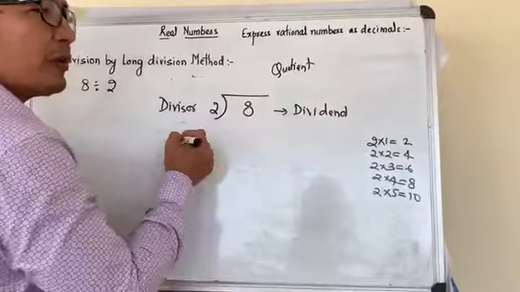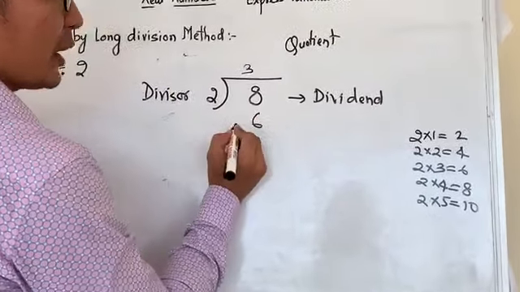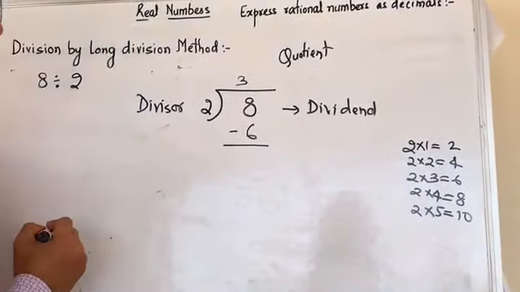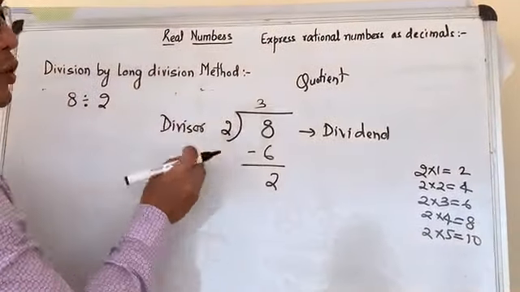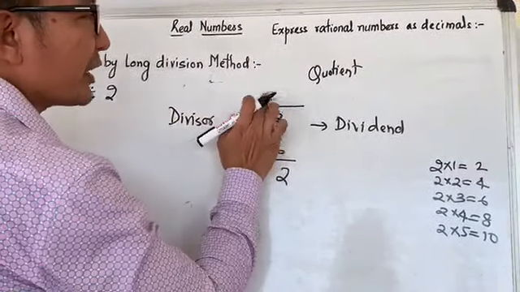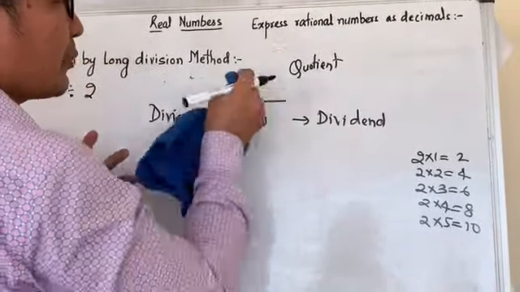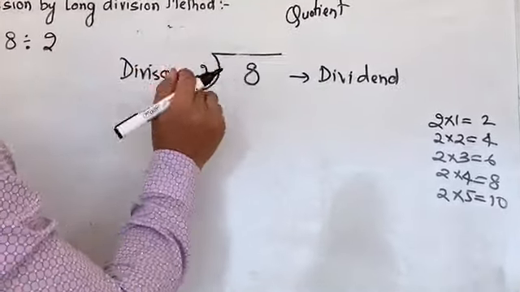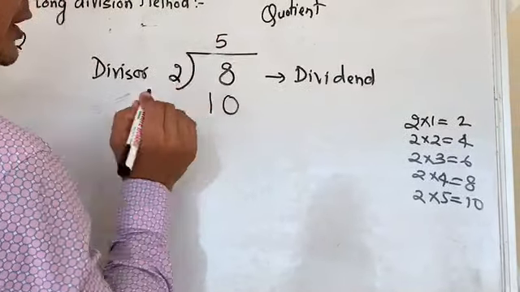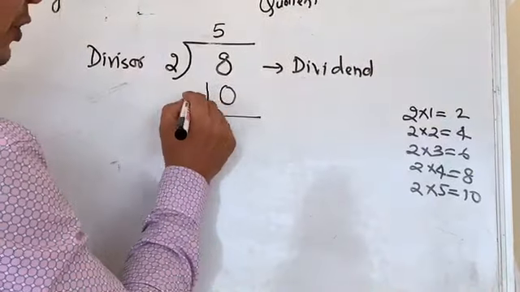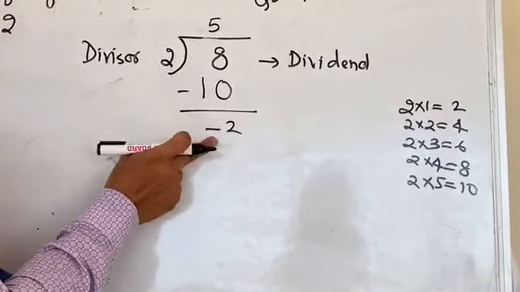We choose the number closest to 8: 2 3s are 6, then 8 minus 6 and we subtract. The number should be almost 8. 2 5 times is 10, subtract and we get negative 2. The remainder cannot be less than 0.